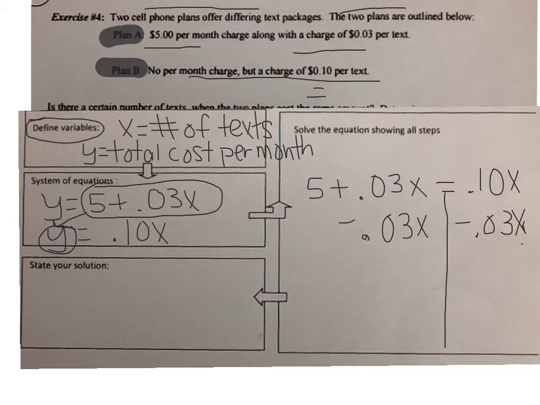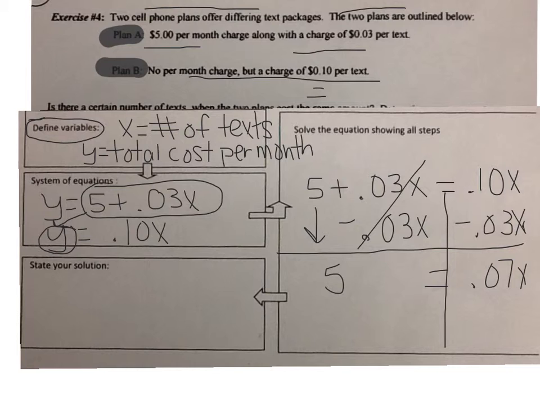Get out your calculators. This 5 is coming down, equals, and now you've got 0.10x minus 0.03x, which is really like saying 10 cents, take away 3 cents, you're left with 7 whole cents.